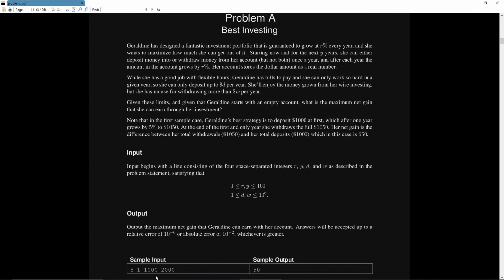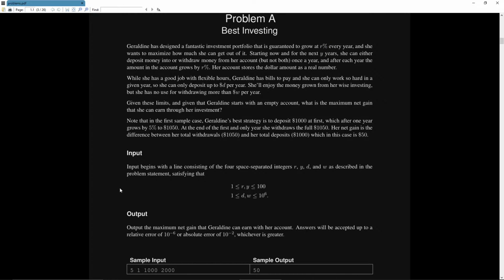So let's look at this first sample input here. There's 4 numbers. So the first one is R, this rate at which it grows. So in this sample input, R is 5, so we have 5% growth every year. Then we have Y, so that's the number of years. And Y years, so in this case there's 1 year. So that means that there's going to be 2 actions that she can take, which are at the point 0 where we start, and then at 1, which is 1 year after we start. And in between, whatever she puts in is going to grow by 5%.